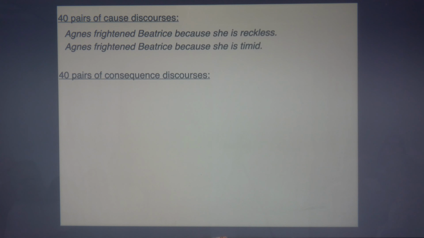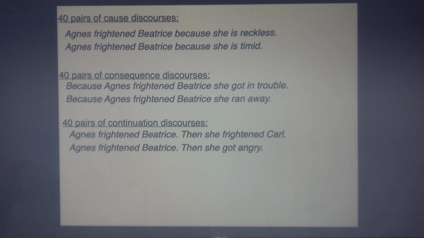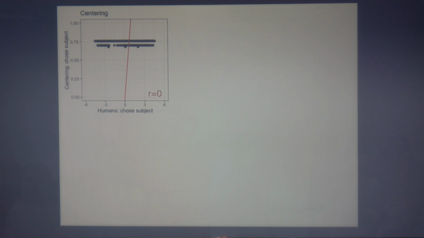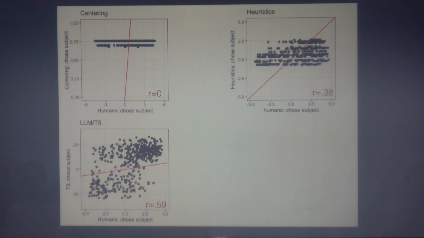Now, where are we going to get these probabilities, right? Because the probability that Agnes being reckless would cause Agnes to frighten Beatrice. The probability that, Agnes frightened Beatrice, the next event that would happen would be Agnes frightened Carl, or Beatrice frightened Carl, or whatever, right? So be really nice if, let's start with centering theory. Here's again, centering theory, can't do this at all because same reasons as before. Heuristics has a decent correlation, but when you actually look at that figure, it really doesn't look like the heuristic model is doing well at all. Here is T5, the large language model I'm working with, which has better correlation.